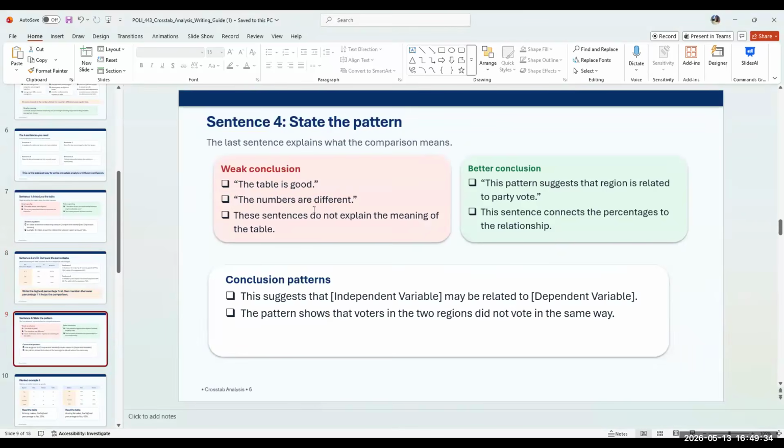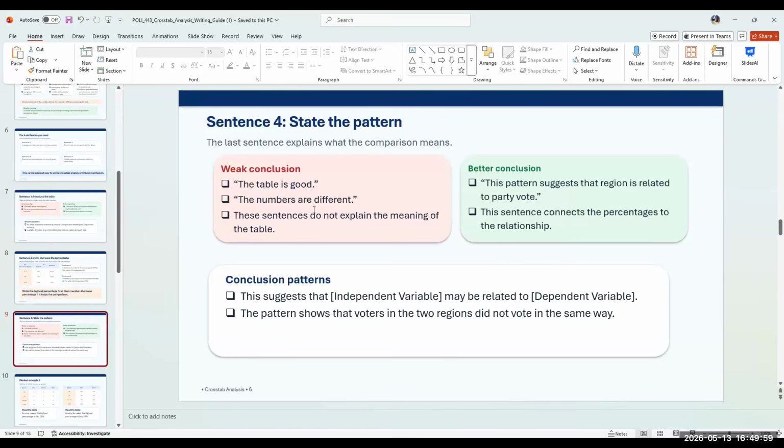When you say things like that, it is not a conclusion, it's not an analysis. So if you say this pattern suggests that the region is related to a party vote, it means that whoever takes the analysis should understand that, okay, fine. It means that in the northern region, the NPP is doing well, and then in the Ashanti region, the PNC is doing well. They are getting this one and this one. Whoever picks it, understand it from this particular perspective.